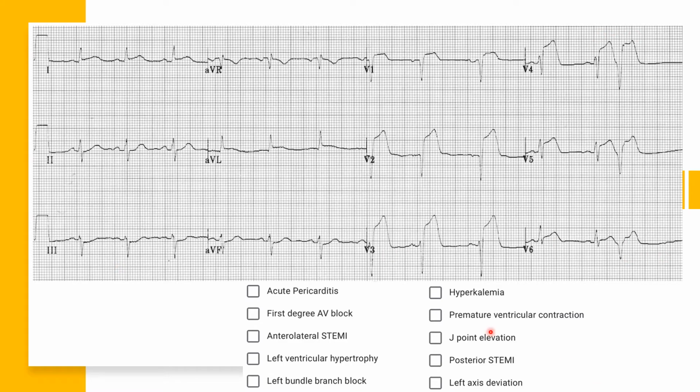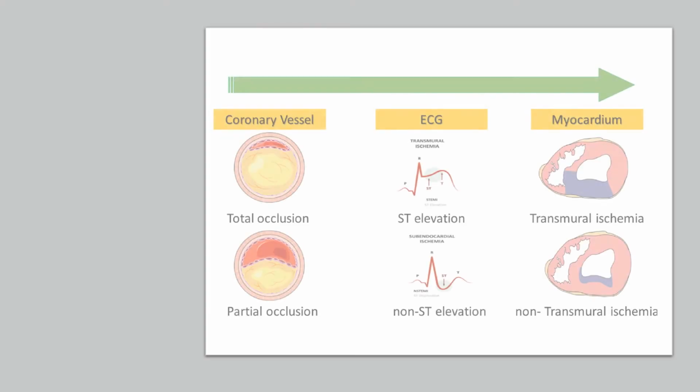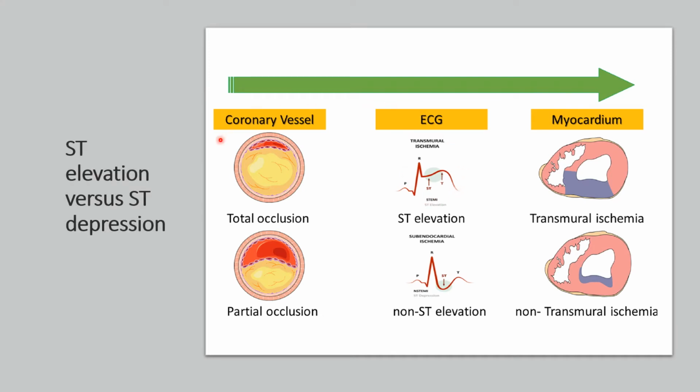I'm sure all of you will be easily able to answer this question as an anterolateral ST elevation myocardial infarction, but we will go into the details of what causes ST elevation, ST depression, and reciprocal ST depression in the slides to come. ST elevation occurs when there is a total occlusion or near total occlusion of the coronary vessel, causing full transmural, full thickness ischemia or injury, whereas ST depressions occur when there is a partial occlusion of the coronary vessel, causing what is called a subendocardial ischemia.